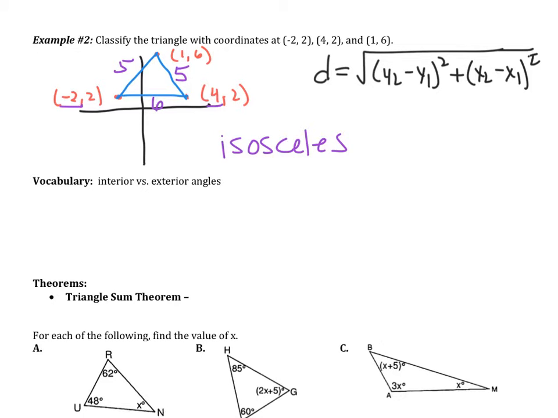Next, vocab is going to help us with the theorems that we have coming up. I'm going to give you a triangle, and I'm going to extend one of the sides. The interior angles are the angles inside the triangle. The exterior angles are the angles on the outside of the triangle. If I extend any of the sides, I would get another exterior angle, and if I extend this last side, I would get another exterior angle.